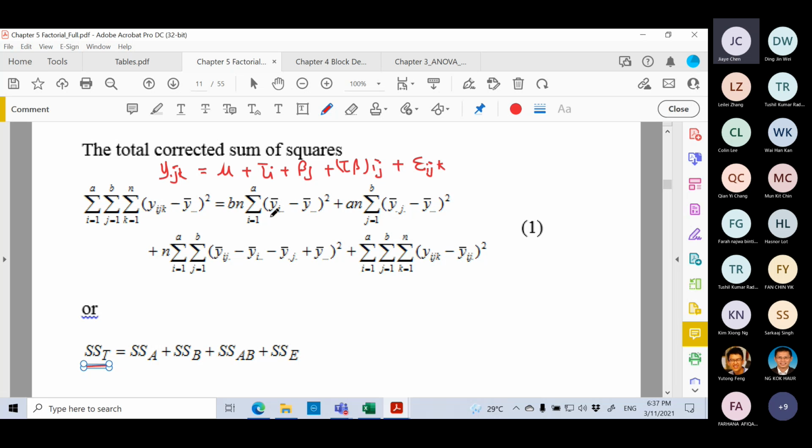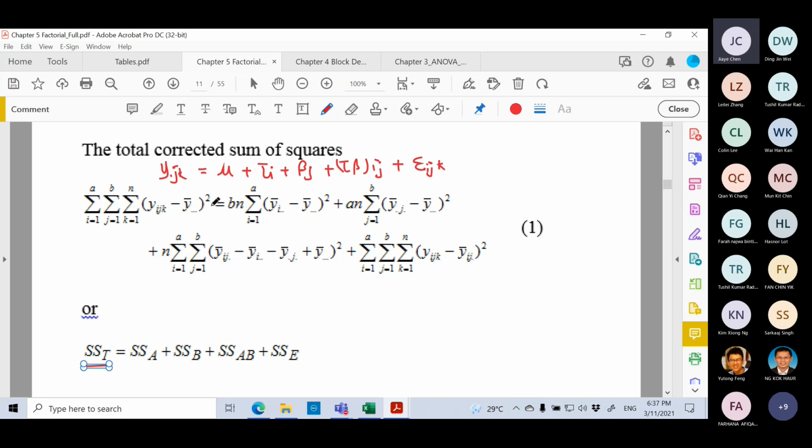If you break it out, the first component is from the tau i, the second component is for the beta j, the third component is for the iteration, and the last component, of course, is your residue. How to do it, if you can refer back to last time, I just add in the minus y i dot dot plus y i dot dot, and then I do the expansion.